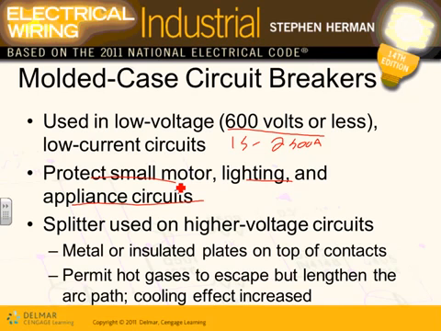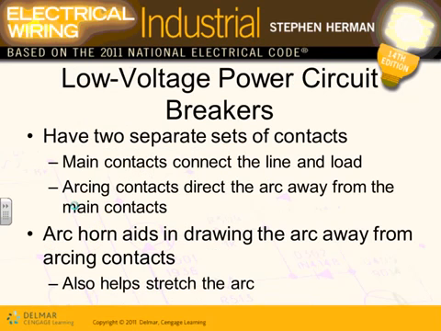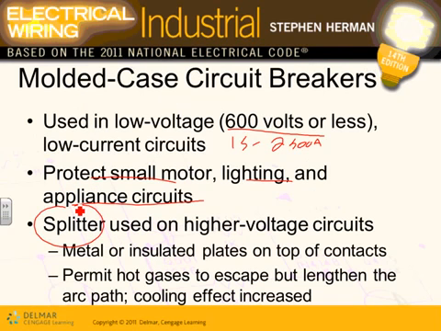Okay, splitters are used for higher voltages: metal or insulated plates on top of the contacts. They use something called a splitter and arc shoes. I don't know if we have them here. Oh, look at that one. They use metal or insulated plates on top of the contacts that permit hot gases to escape but lengthen the arc path, with a cooling effect. So to get rid of the arc, guys, they have a splitter.